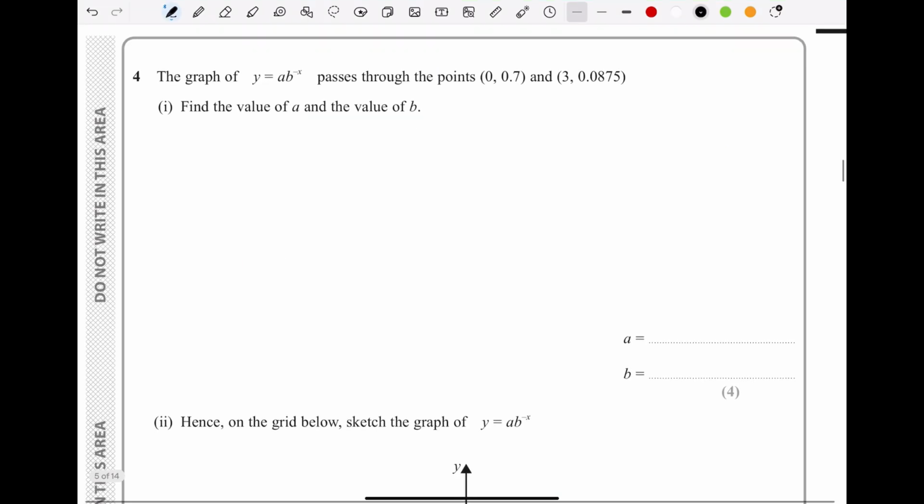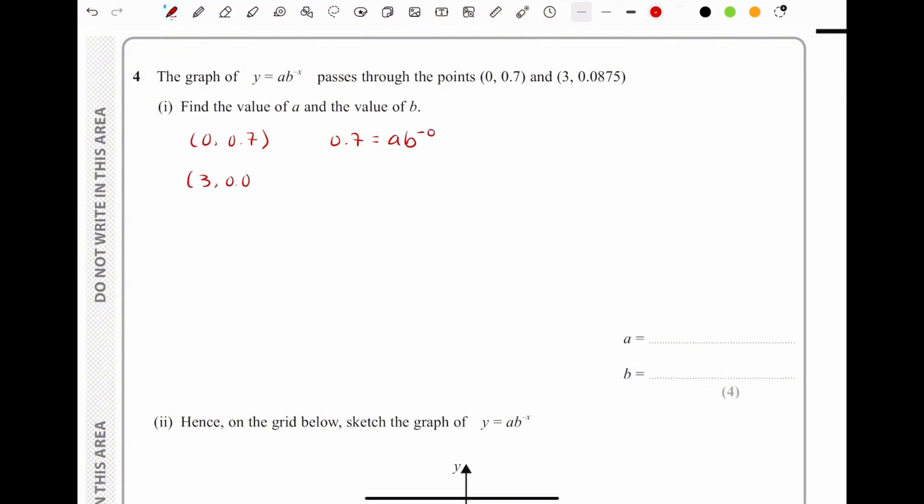The graph of y equals ab to the negative x passes through the points (0, 0.7) and (3, 0.0875). First, we want to find the value of a and the value of b. Because we know (0, 0.7) is on the curve, by substituting the point back into the equation, we should have 0.7 equals ab to the negative 0. (3, 0.0875) is also on the curve. Therefore, we will get the equation 0.0875 equals ab to the negative 3.